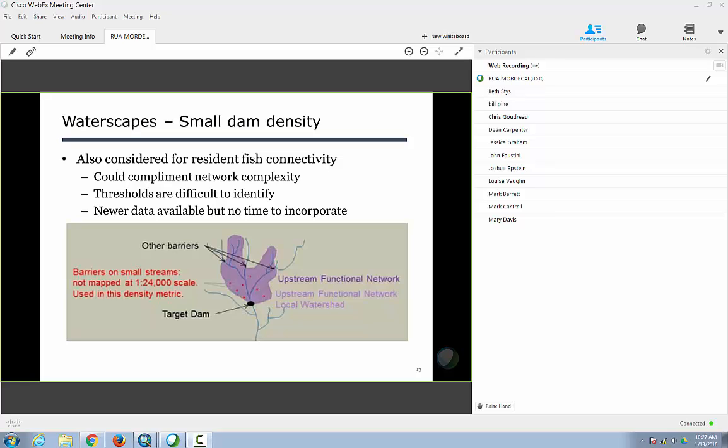There is some newer data available, but we did not have time to incorporate it. But this image on the bottom will show you: here's your dam. There are some of these other barriers on small streams that weren't quite mapped. By the way, the scale is wrong in this slide. Eric Martin from the CCAP had mentioned it's like 1 to 1,000, not 1 to 2,400. So ignore that. Okay, so we took a look at that.